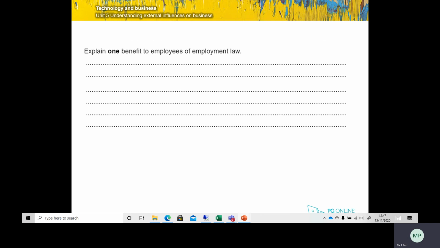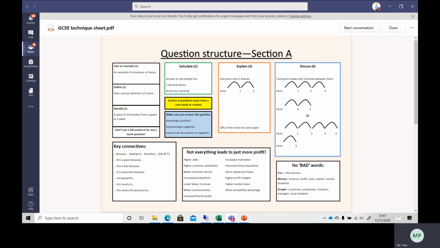Explain one benefit to employees of employment law. I'm going to skip back to our GCSE technique. This is section A. It doesn't apply to a particular business. It's general. It's an explain question. So how do we do this? It's worth 3 marks. We make 1 point, and then we can make 2 further strands. What are these strands? Well, this is good because this could lead to, as a result, this results in.